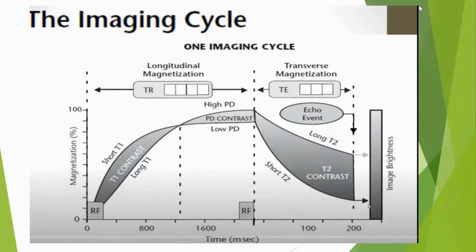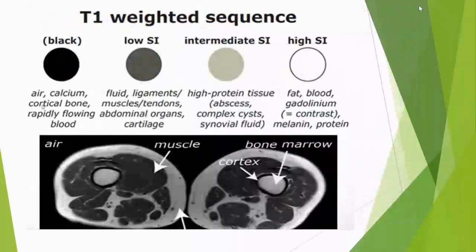TR is considered a significant parameter for the T1 sequence, while the echo time, or TE, is considered a significant parameter for the T2 sequence. These are all spin-echo sequences, as we discussed. This is a T1 weighted image with different intensities that appear in my image. Of course, we mentioned that fat appears dark in T1, unlike water, which appears bright, because the T1 constant for fat is shorter than that for water.